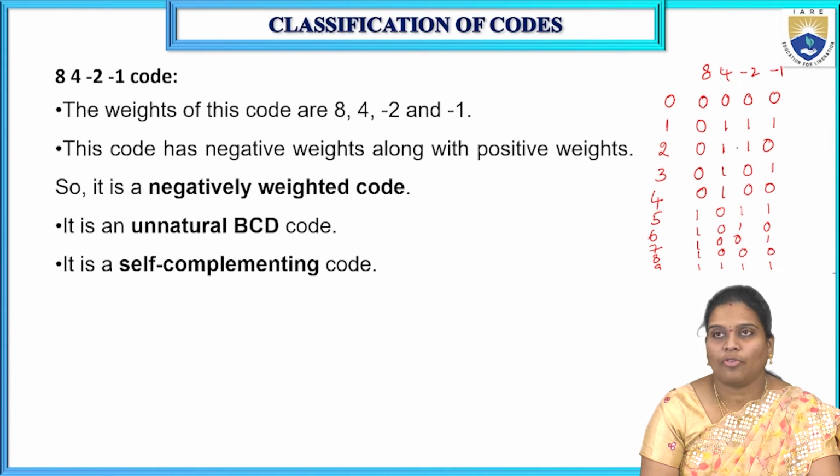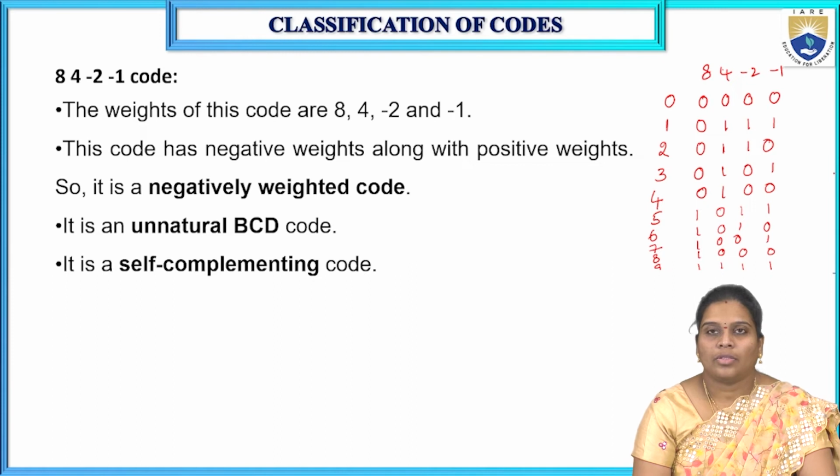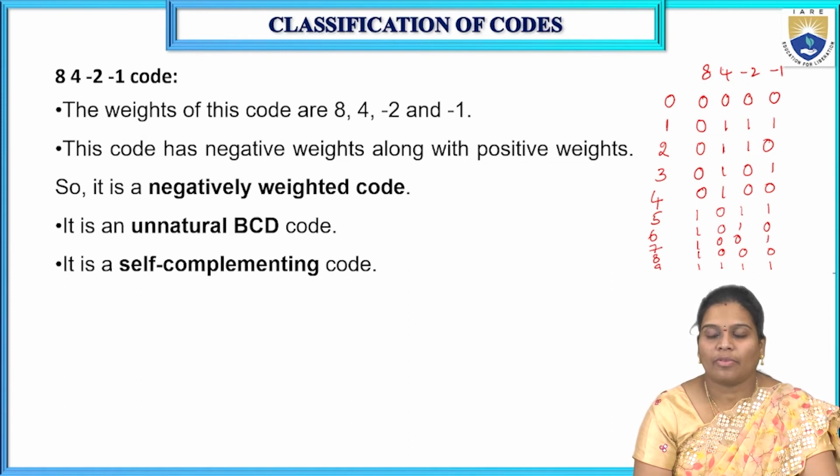Next, 2. 0, 1, 1, 0. Zeros to 1, 1 to 0, 1 to 0, 0 to 1. Next, 3 and 6. Observing the 3 and 6: zeros to 1, 1 to 0, 0 to 1, 1 to 0. Next, 4 and 5: zeros to 1, 1 to 0, 0 to 1, 0 to 1. So it satisfies the ones complement of this one.